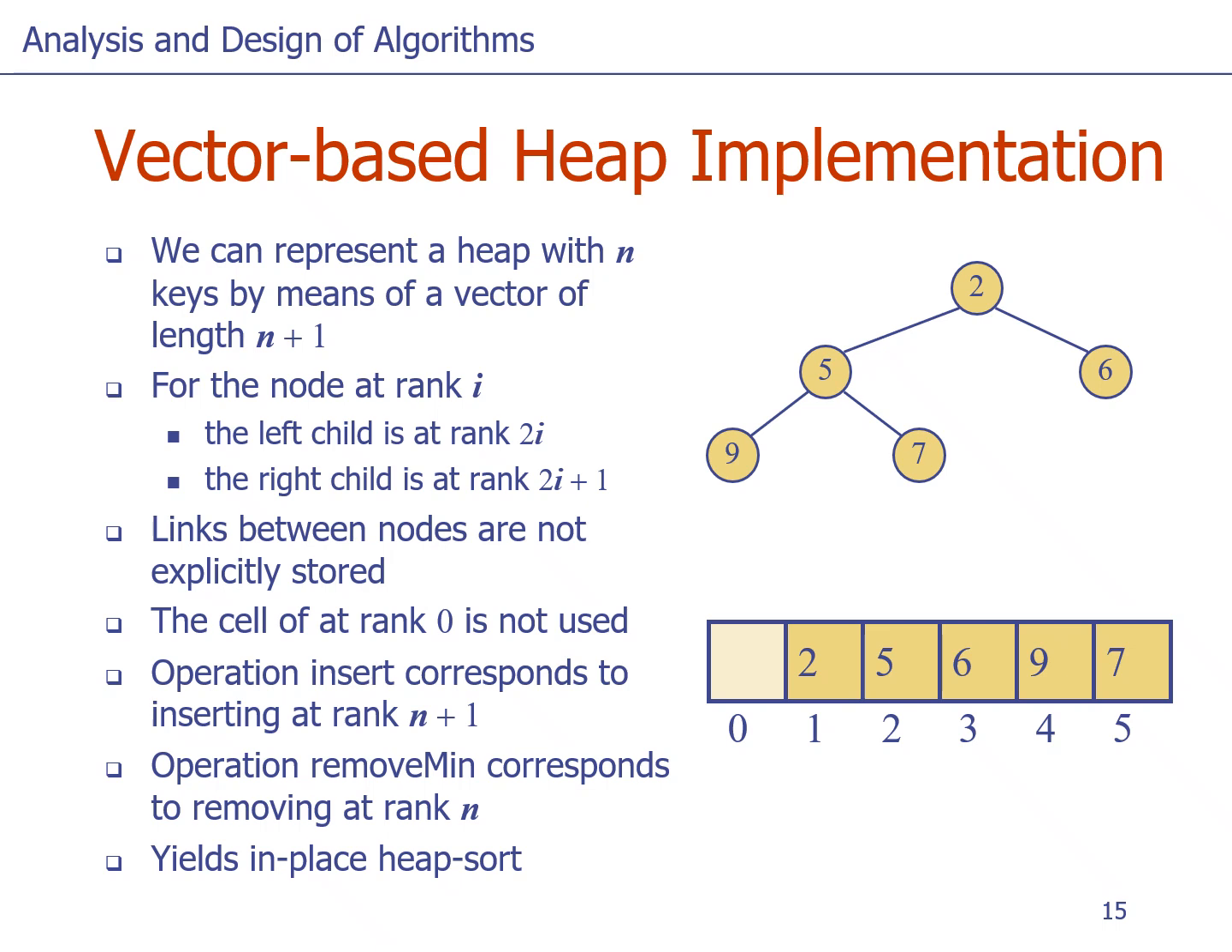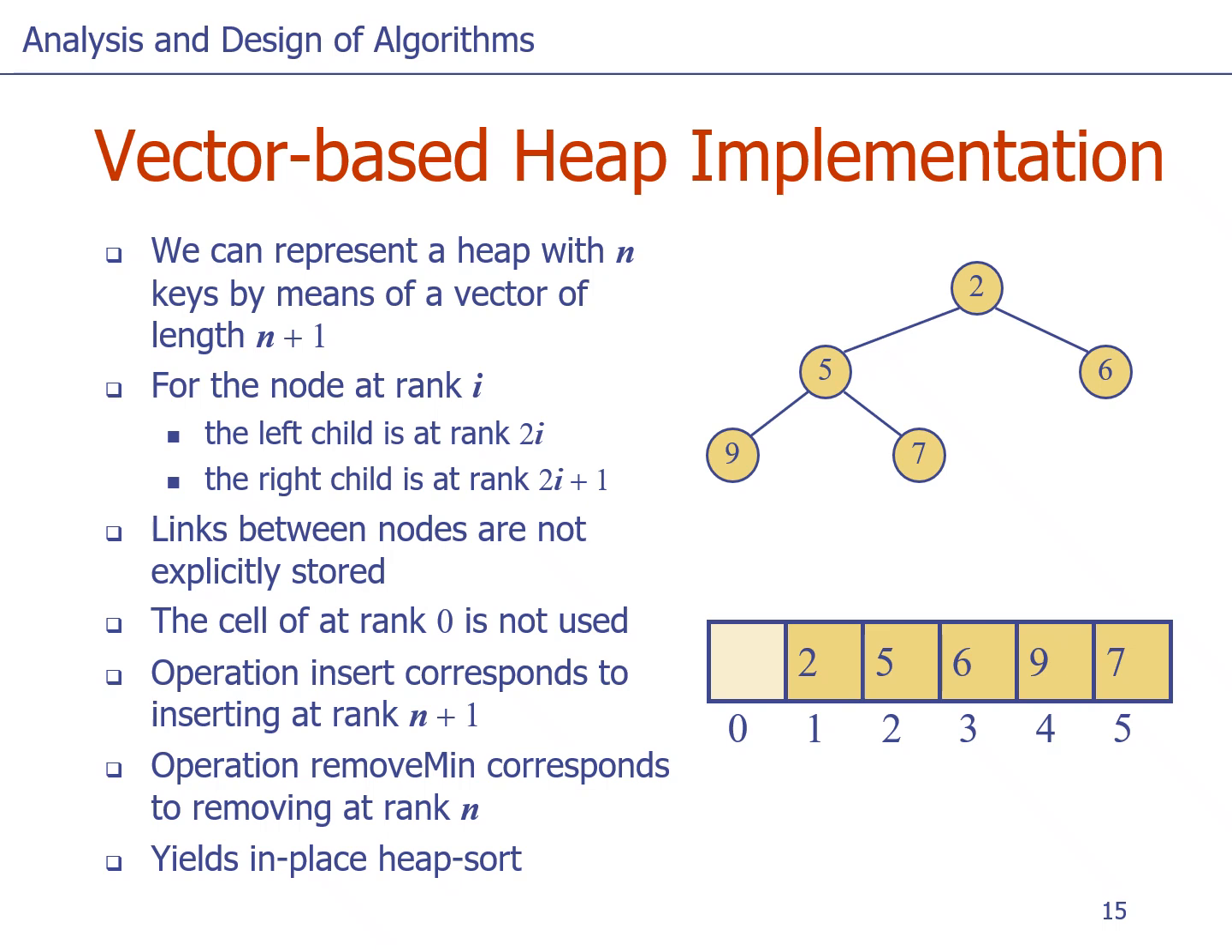The children of 2 are 5 and 6. We will put them at 2i, which is 2 times 1 is 2, and 2i plus 1, which is 3. We will put 5 and 6 in cells 2 and 3 according to our formula 2i and 2i plus 1, where i is the index of the parent. And then we'll apply the same approach to the rest.